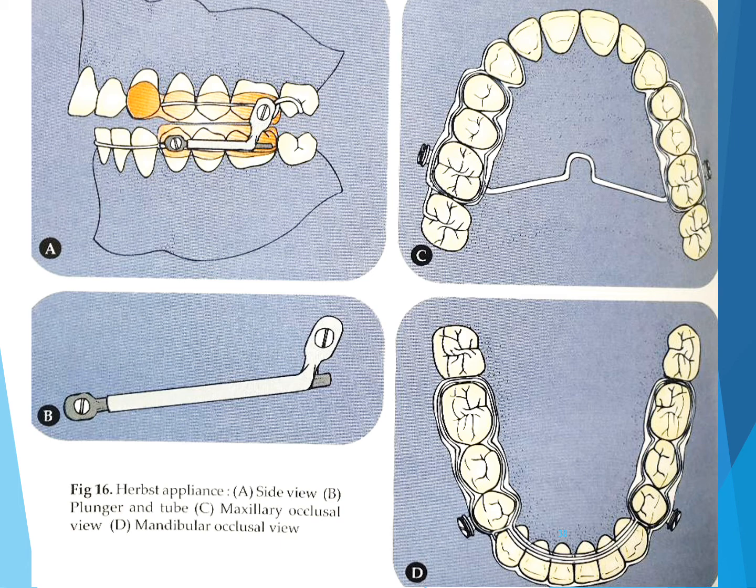Picture C shows the maxillary view of the Herbst appliance. There is a palatal bow that holds the right and left side of the Herbst appliance. Picture D shows the mandibular view of the Herbst appliance. There is a lingual bar that connects the left and right side of the Herbst appliance.